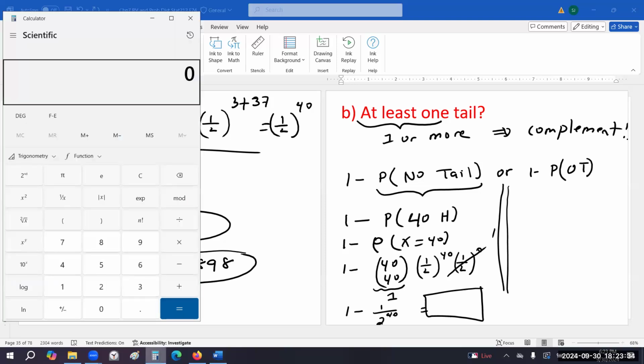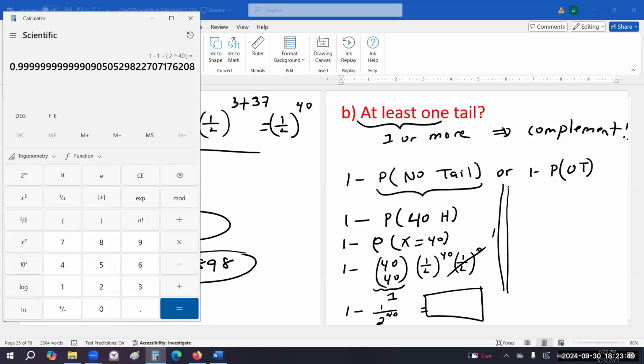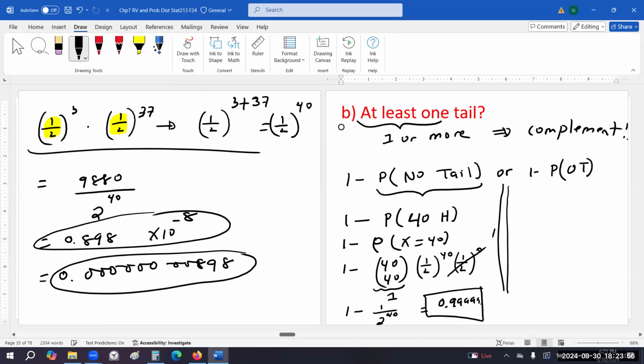Let's see the calculator. 1 minus 1 over 2 to the power 40. Oh yeah, it is 0.99999. Why doesn't it make sense? 2 to the 40 is too big, as a result 1 over it is too small. Math-wise it makes sense, but common sense-wise it doesn't make sense.